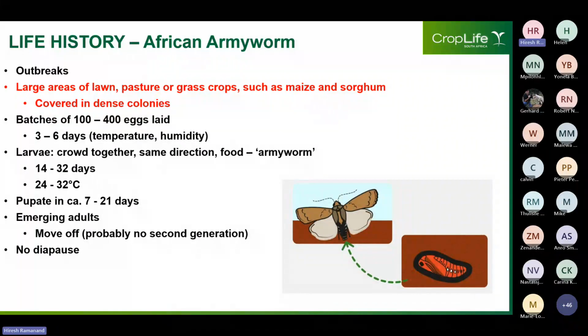An outbreak is more likely to occur if crops have been sprayed with high quantities of nitrogen, as this causes green, sappy growth, which is very attractive to African armyworm larvae.